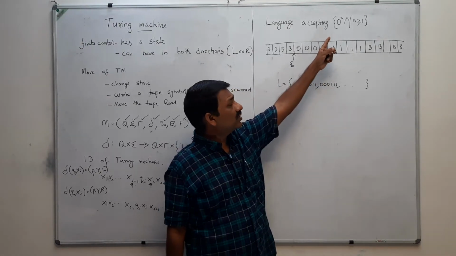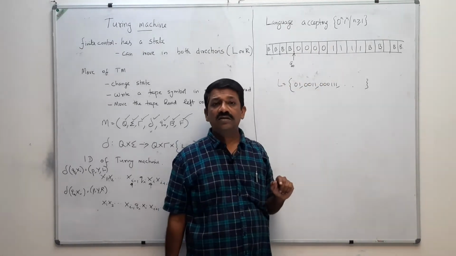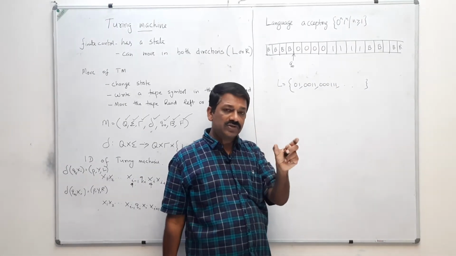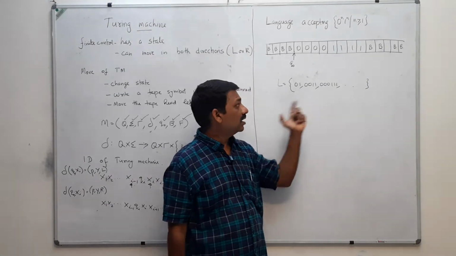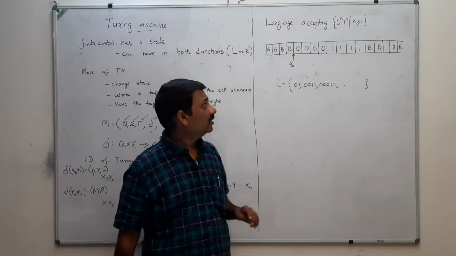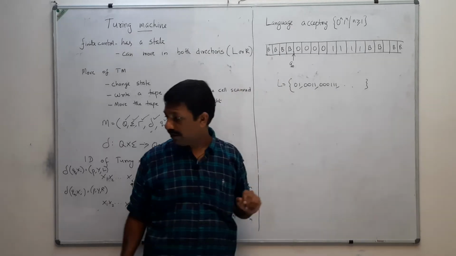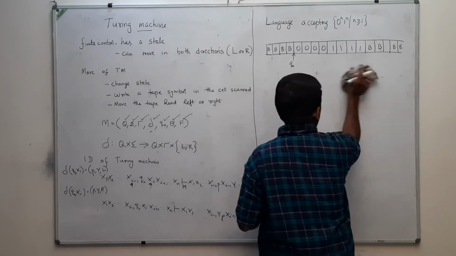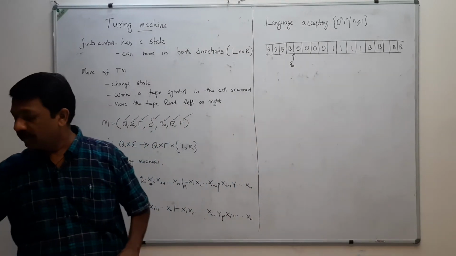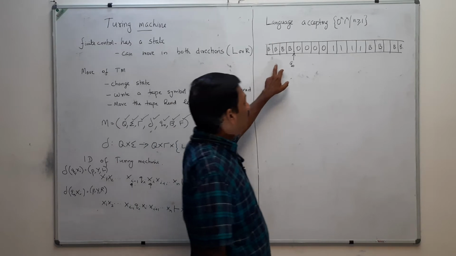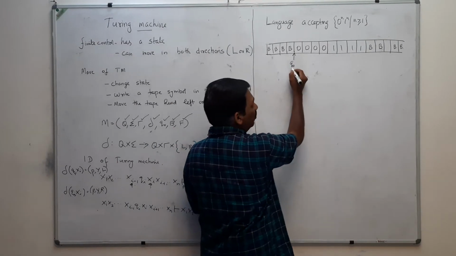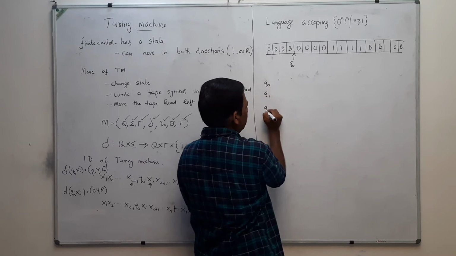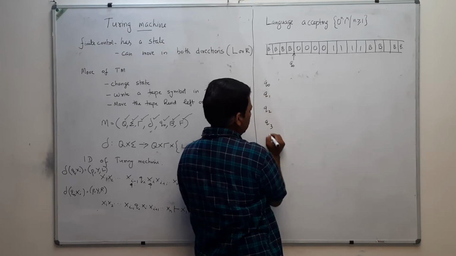That is why 0 power n, 1 power n is n number of zeros followed by n number of ones, and if the number of zeros and number of ones are the same, then that can be accepted. Here I am going to have an automaton, a Turing machine, for that. Here you have a number of states: q0, q1, q2, q3 and q4.